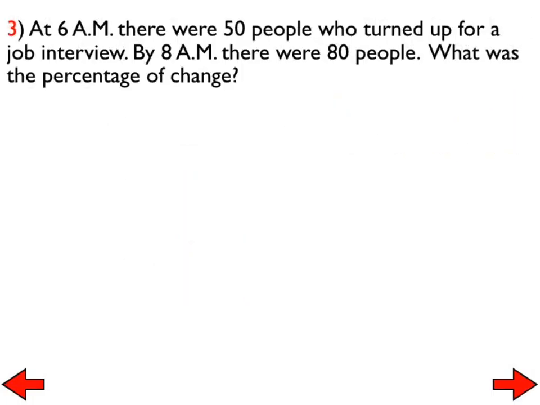Number 3. Excuse me. At 6 a.m., there were 50 people who turned up for a job interview. By 8 o'clock, there were 80 people. What was the percent of change? I'm going to read that question again. What was the percent of change? Was there something that somebody made an error in this problem? Did somebody guess wrong on something? No. What's the question asking for? Percent of change. Is that not what we learned yesterday?